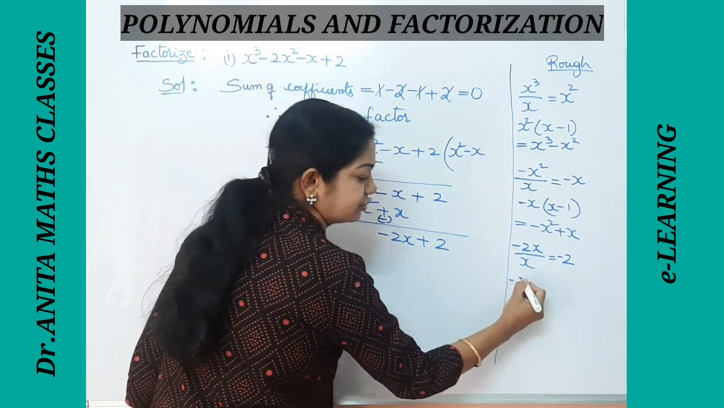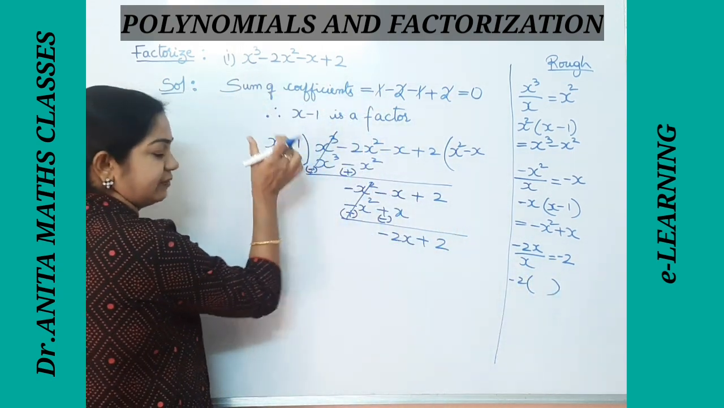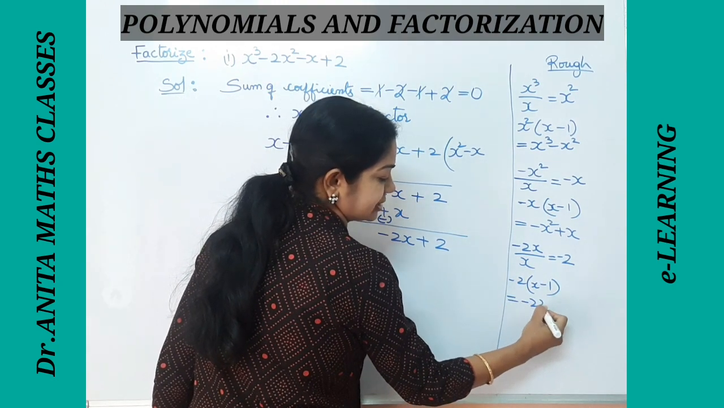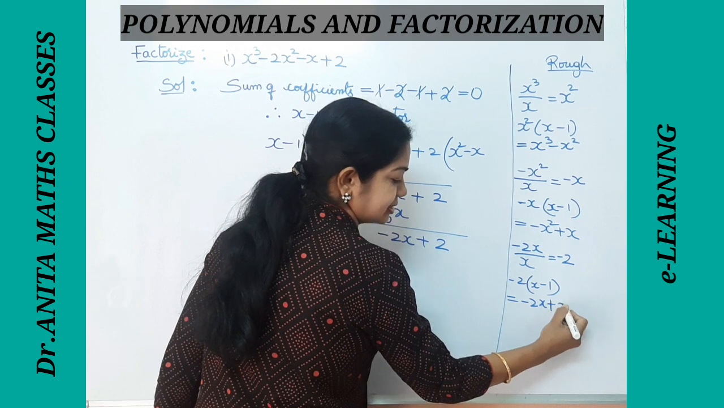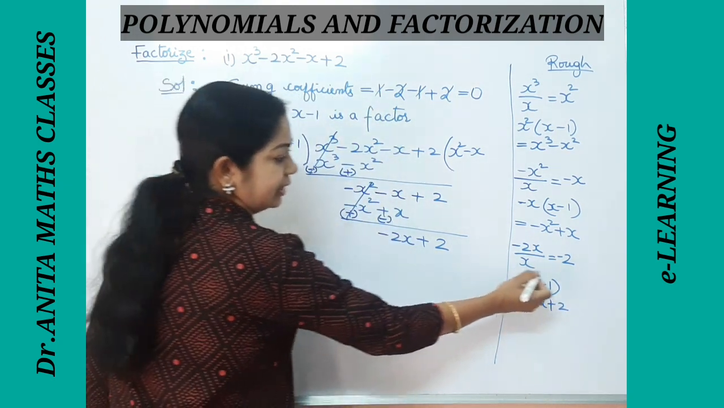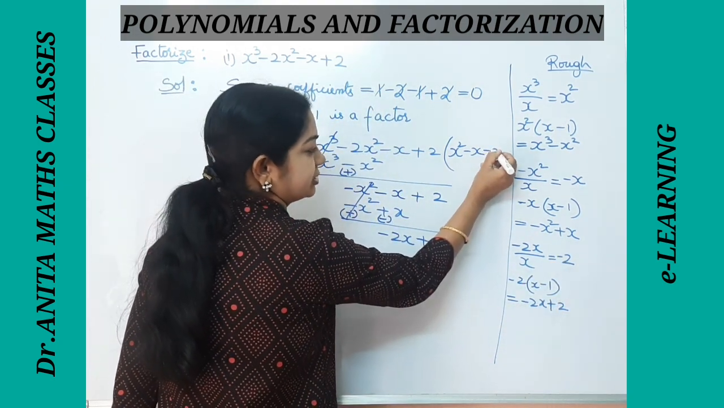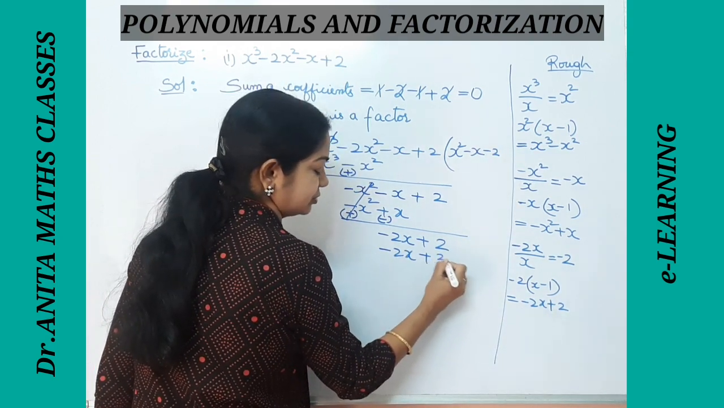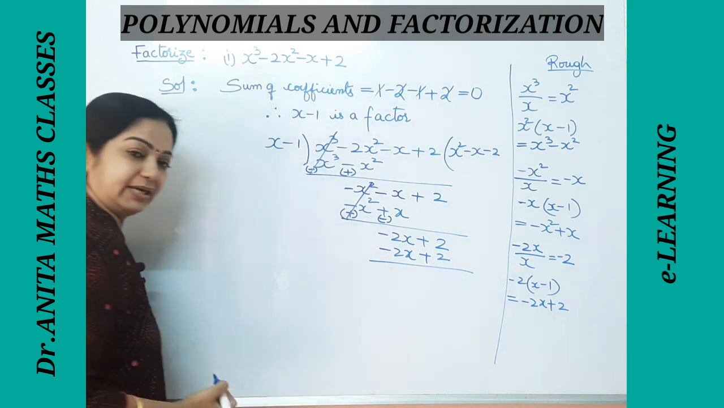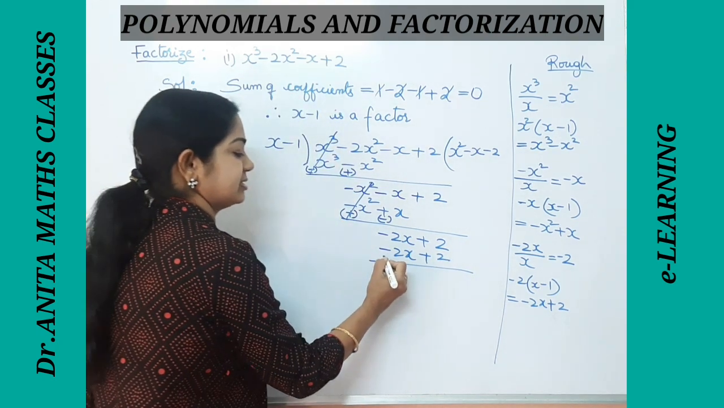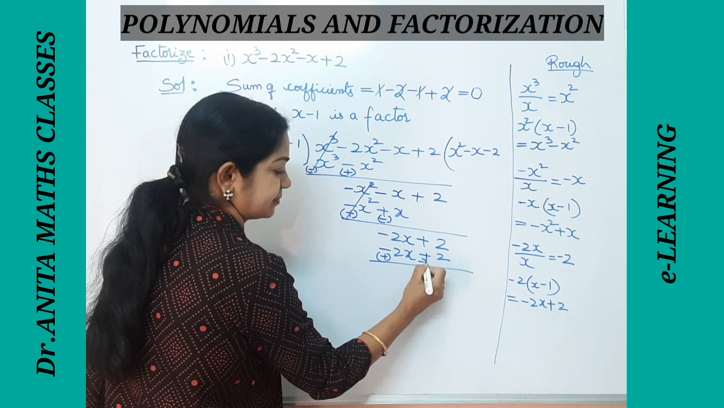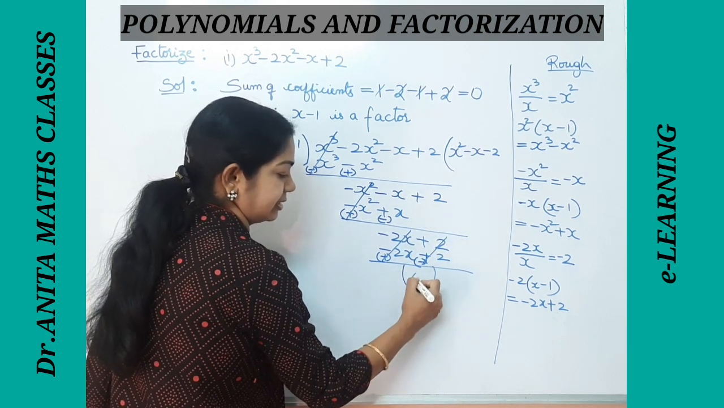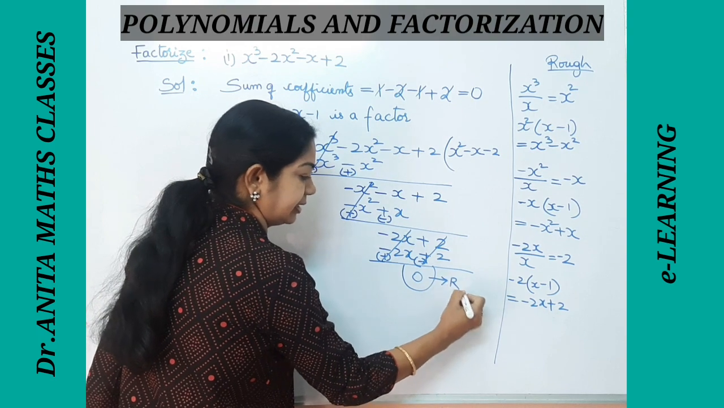That minus 2 we have to multiply with the divisor, x minus 1. So this comes to minus 2x, minus into minus plus 2. So minus 2 is our quotient part here, and minus 2x plus 2 is the multiplication part. Now change the signs again. If you are changing the signs, both of them get cancelled and you get a 0 as a remainder.